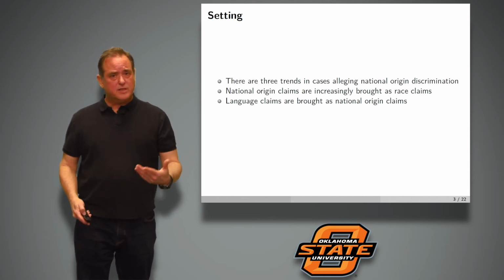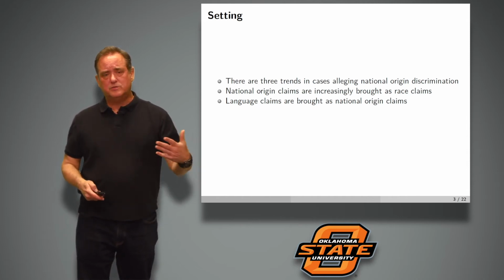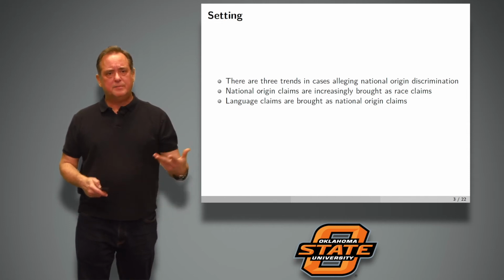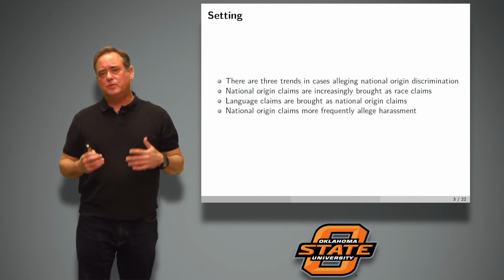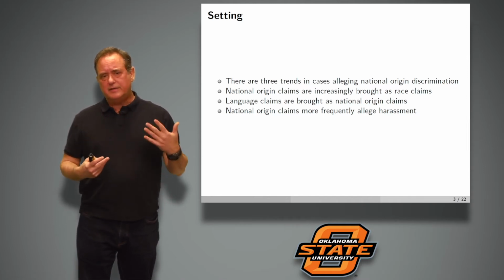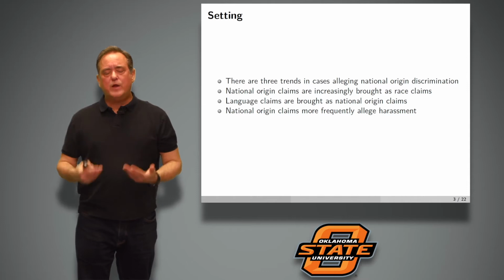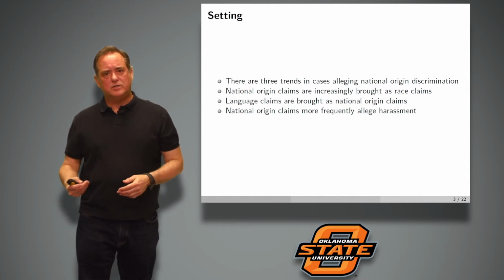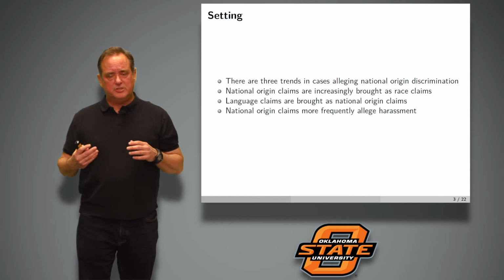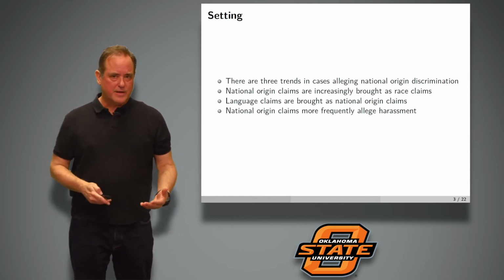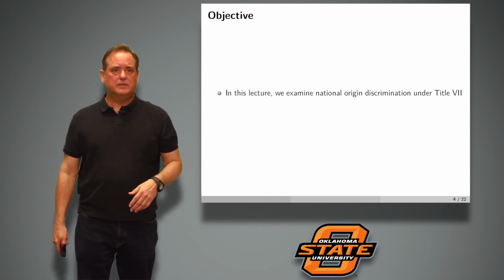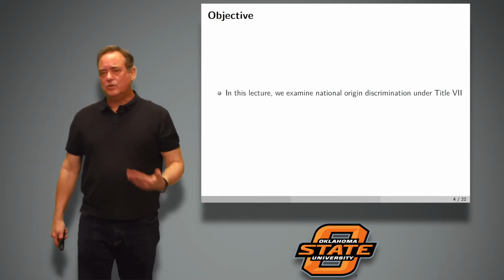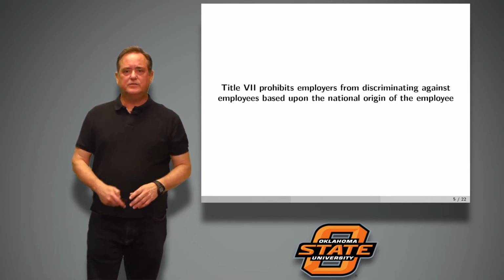We also see language claims brought as national origin claims, and we'll talk about the three types of language claims that arise. And the final trend, we're not going to spend a lot of time on it, but you should know that national origin claims are frequently now alleging national origin harassment, just as sexual harassment claims, that a hostile work environment was being created based on national origin. So in this lecture, we're going to look at national origin discrimination under Title VII.